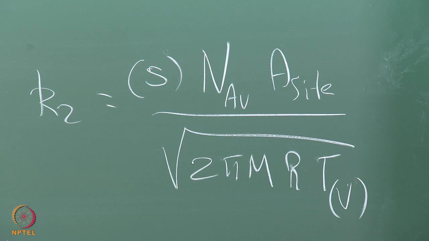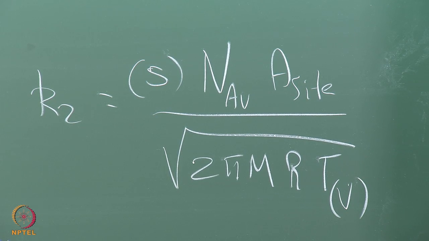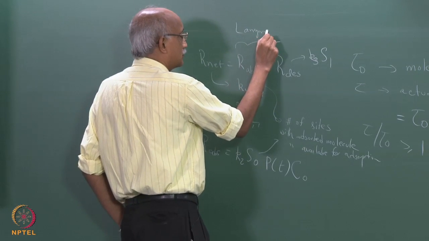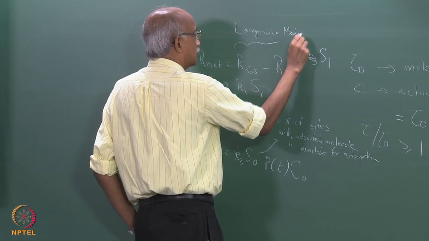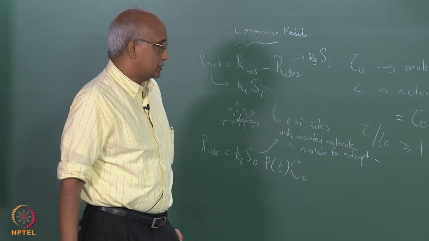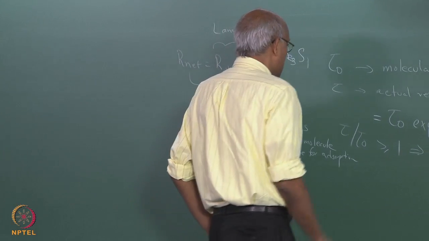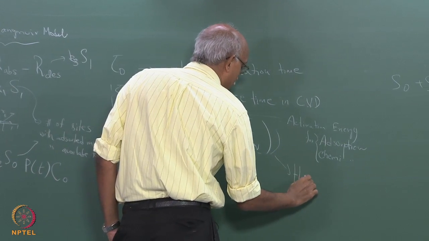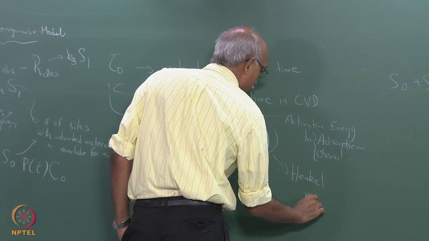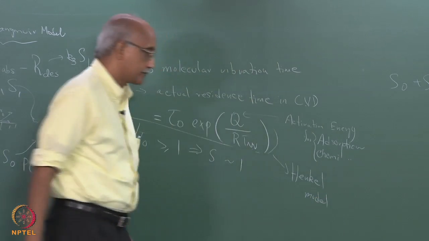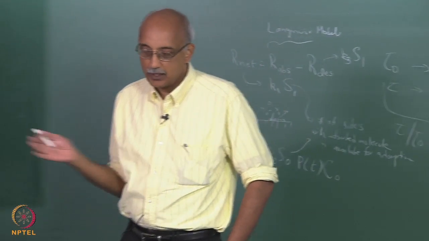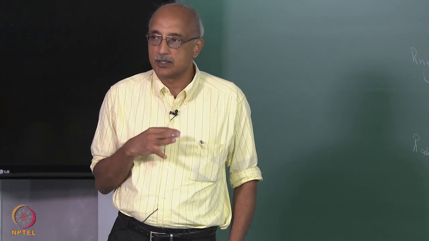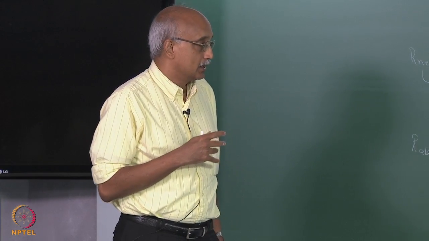By the way, this model is called the Langmuir model. And this expression for tau is called the Henkel model. And together they help us define the kinetics of thin film growth in the free molecular flow regime.